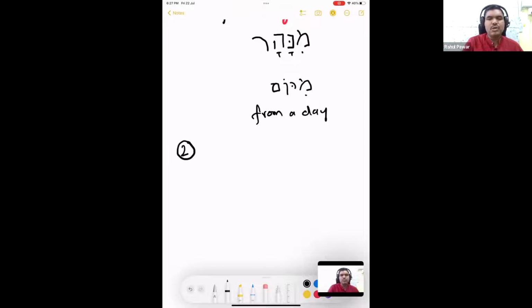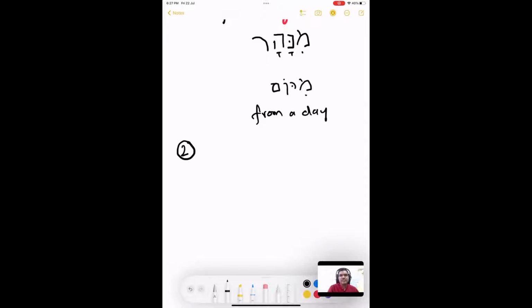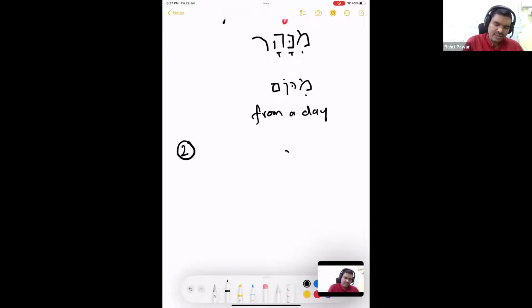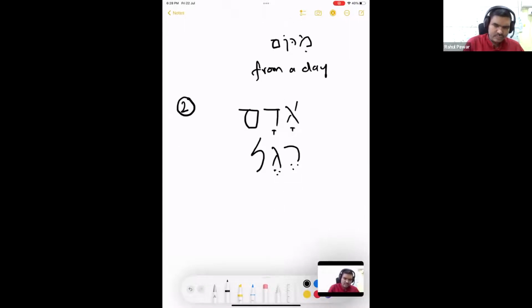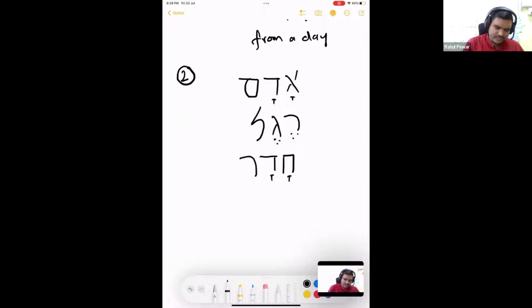So rule number two. Now, if there is a guttural, then what will happen? What is the property of guttural? They refuse doubling dagesh. Yeah, they refuse doubling dagesh. Now, if I take this example, Adam, Regal, Hadar, then Hoshek. Yeah, you can take Hoshek also.